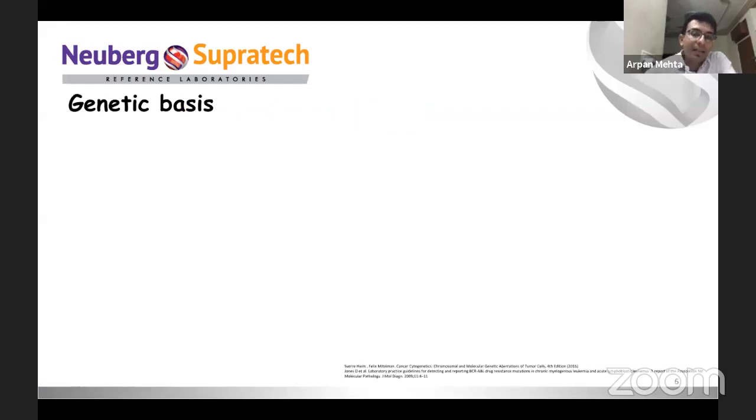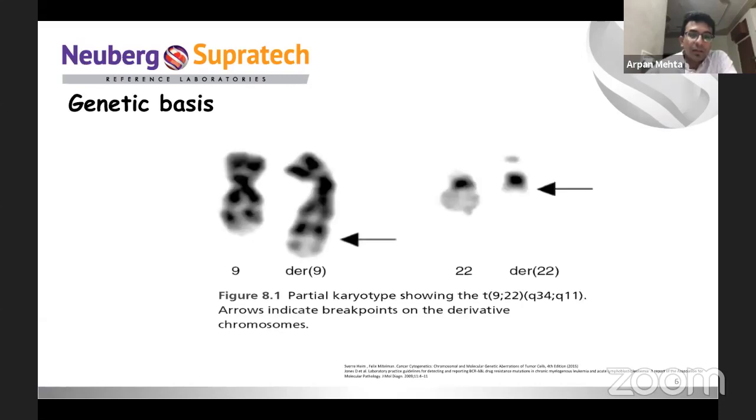So let us see the genetic basis of it. So this is the normal 9th chromosome and this is the normal 22nd chromosome. So whenever there is a reciprocal translocation, this part comes here and this part goes there. So BCR gene is located on chromosome 22 and ABL gene is located on chromosome 9. And this is how Philadelphia chromosome or BCR-ABL1 fusion is formed.